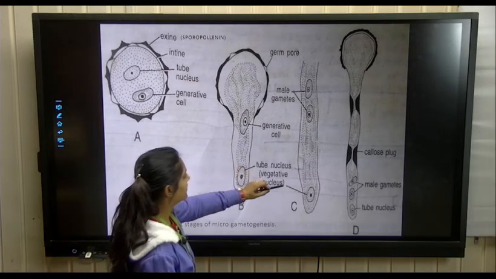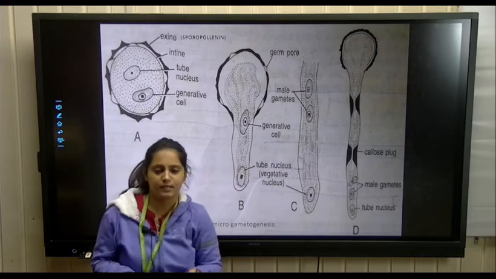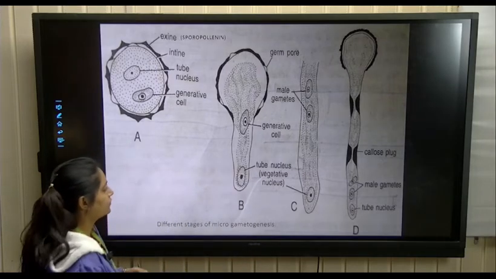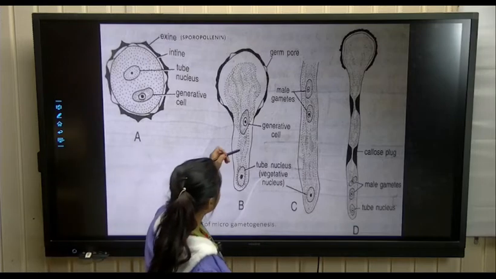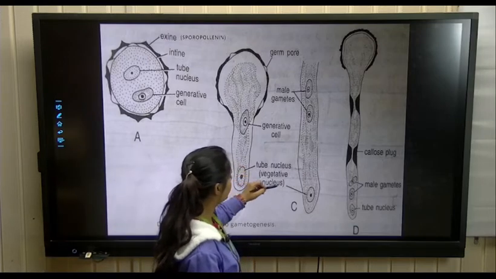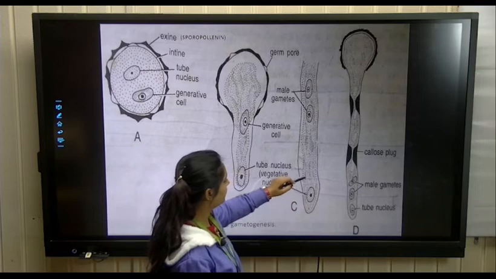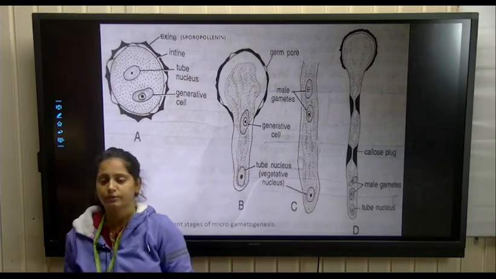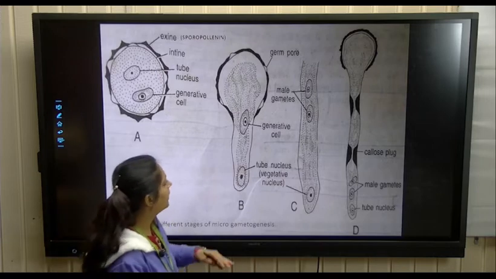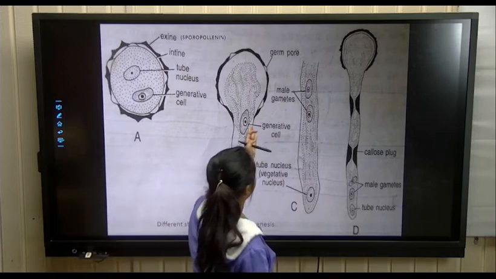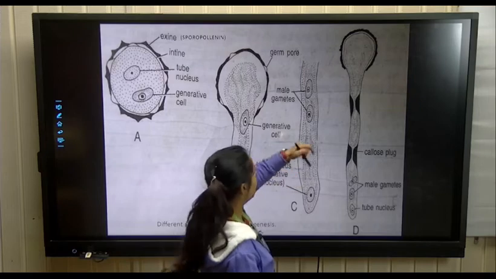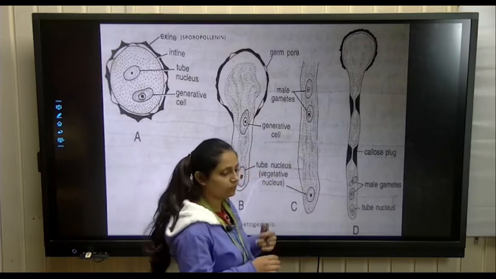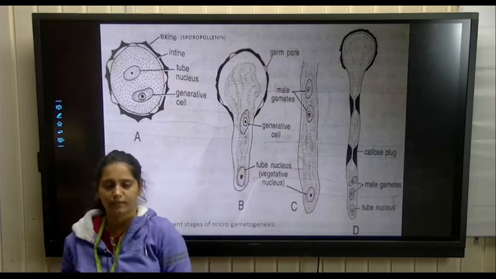The tube nucleus is vegetative, and generative means which takes part in the process of generation, that is the fusion of gametes. So this tube nucleus remains inside the tube, and does not take part during the process of fertilization, during the process of fusion. And the other nucleus, the generative cell, divides into two through mitosis, and it generates two male gametes, and these two take part in the process of fertilization.